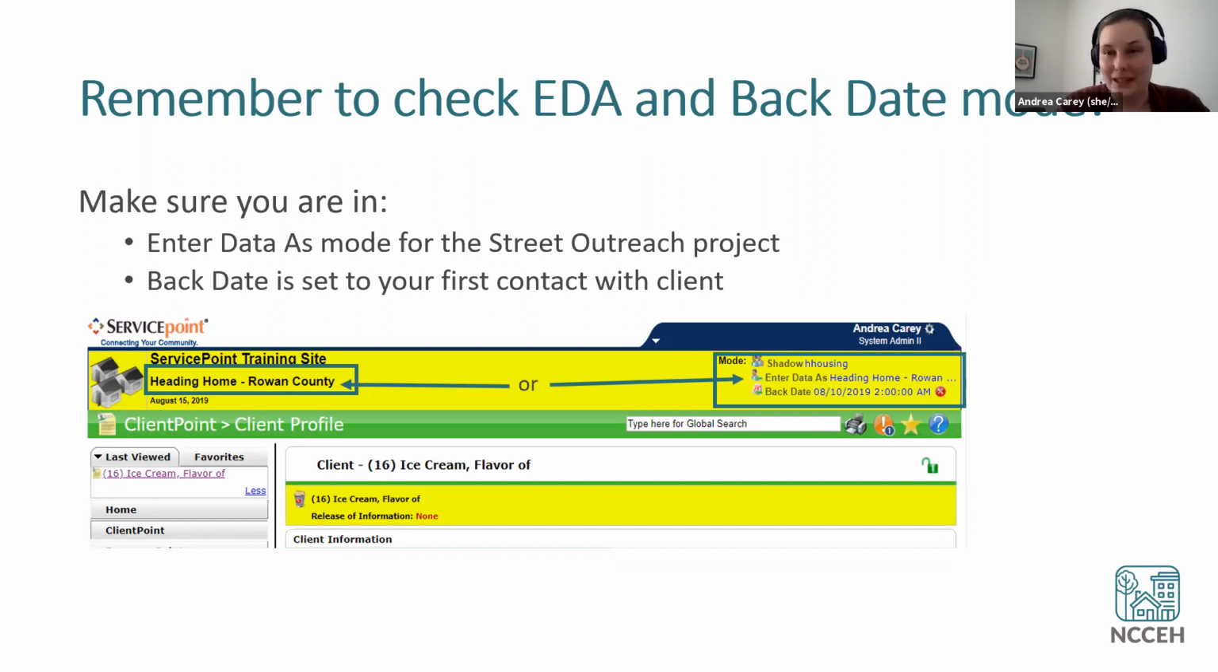As always, whenever we're entering data into HMIS, we really want to remember to check enter data as mode and backdate mode. So make sure you're in enter data as mode for the street outreach project. You're going to select that in the upper right-hand corner under enter data as mode, and then backdate to the actual date of your first contact with the client. Maybe that's the same day. Maybe you're super fast at data entry and you don't need backdate mode, but if it's not, you're going to want to backdate to the correct date.